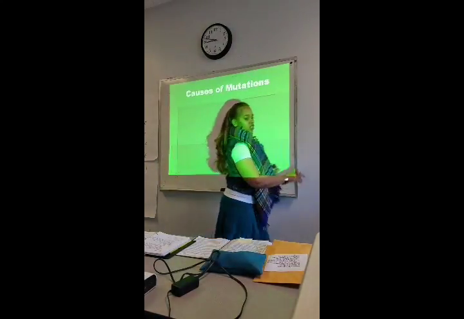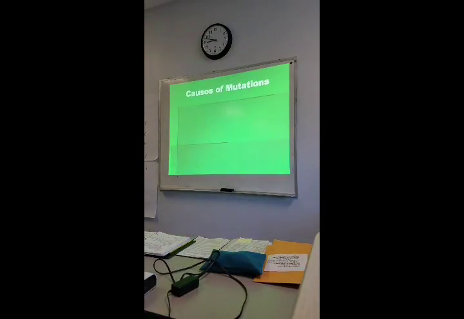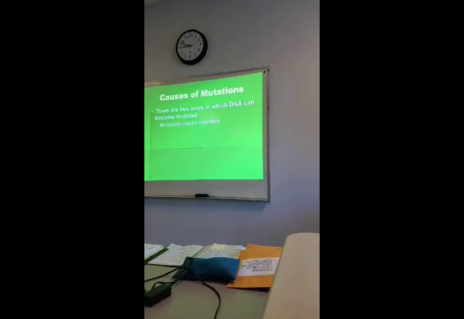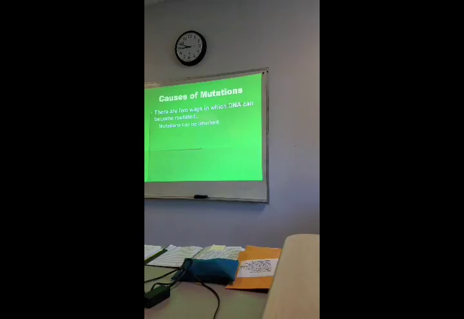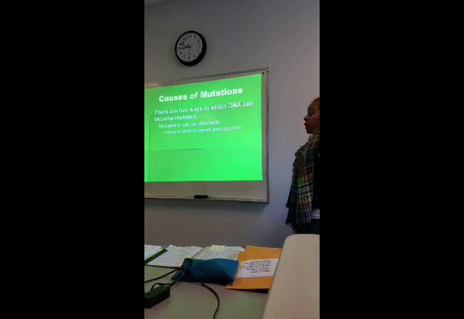All right, so causes of mutation. There are two ways in which DNA can become mutated. One way is it can be inherited. What do I mean by inherited? From your parents, so parent to child. That means in the sperm or the egg, so it could have been passed through from your dad or from your mom.